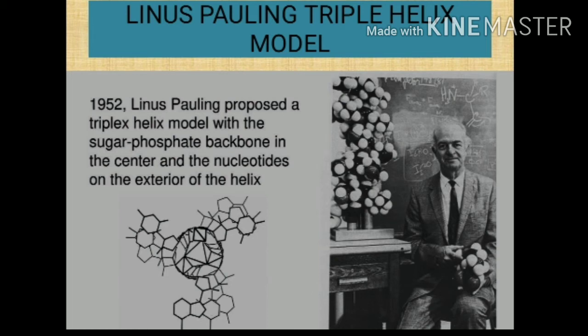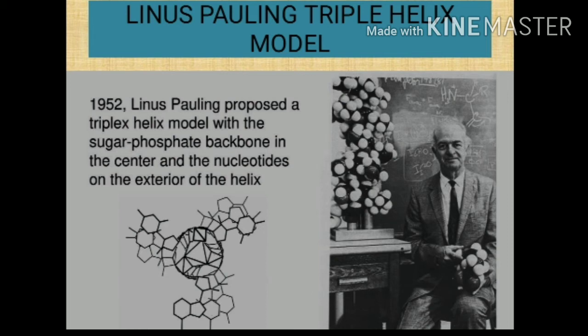Structure of DNA. In 1952, Linus Pauling proposed a triple helix model to explain the structure of DNA, with the sugar phosphate backbone in the center and the nitrogen bases arranged to the exterior of the helix. Later, this model was disproved.